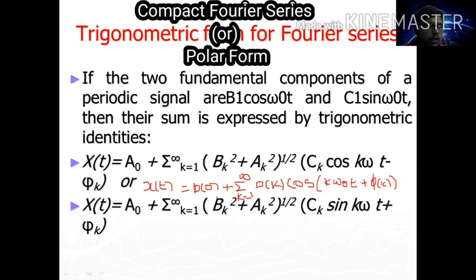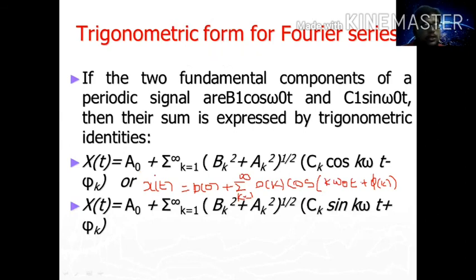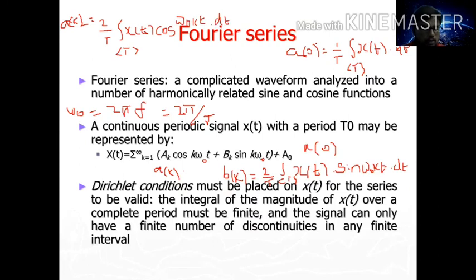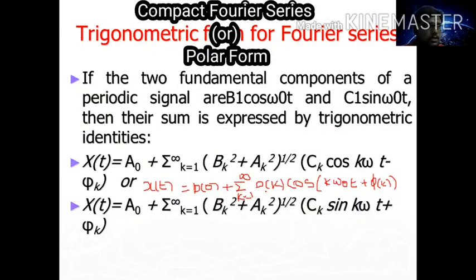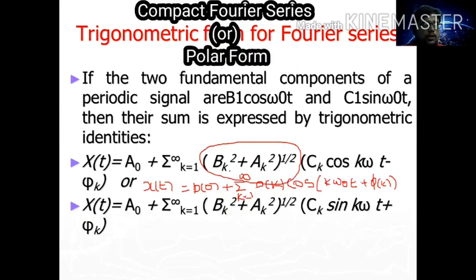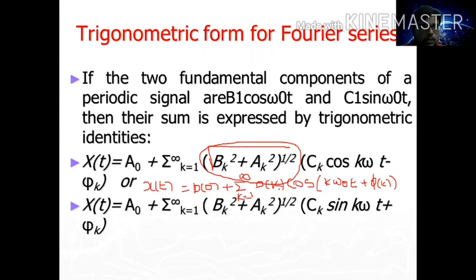So what about this D of 0? D of 0 is nothing but a of 0. Already you know that a of 0 can be written as 1 over the period T, integral of x of t into dt. This is the D of 0. So what about D of k? This is a new term now. D of k is square root of b k square plus a k square. That is D of k. The remaining term is phi of k.